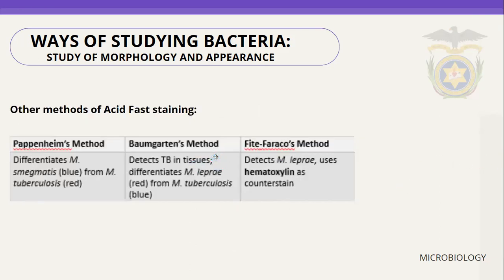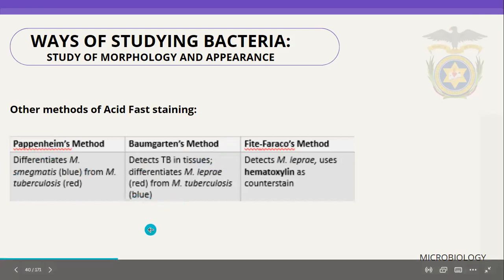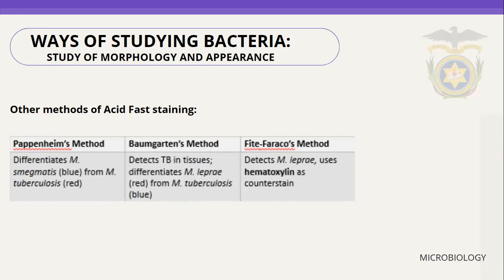So we also have other methods of acid fast staining. The first one, we have the Pappenheim's method, which differentiates Mycobacterium smegmatis, which is blue, from Mycobacterium tuberculosis, which is red. Next, we have the Baumgarten's method, and we use this acid fast staining to detect TB in tissues, or it helps differentiate Mycobacterium leprae, which is red, from Mycobacterium tuberculosis, which is blue. And our last method is the Fite-Faraco method, and it detects Mycobacterium leprae and uses hematoxylin as its counterstain.